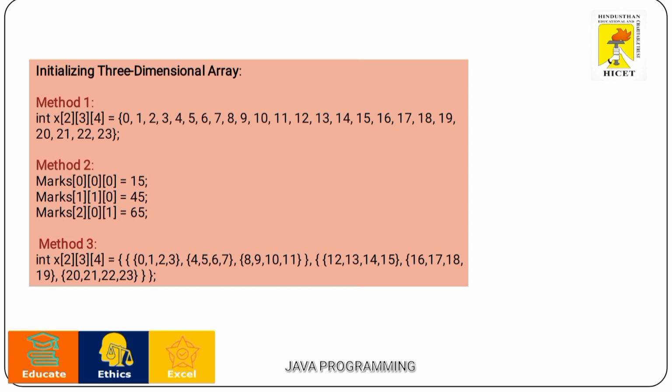And in the third method, we use nested curly brackets. So the first set will represent the first row, the second inner set represents the second row, and the third inner set represents the third row. Similarly, we can assign the values for the table.